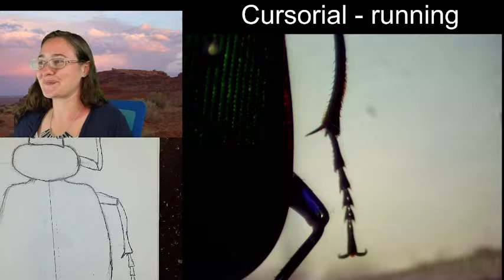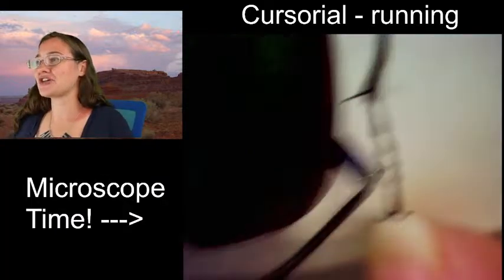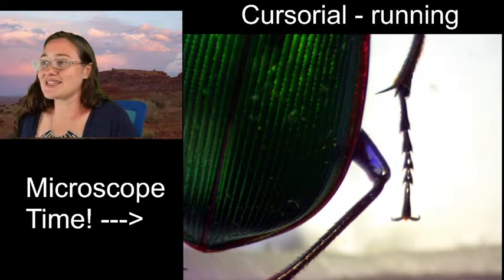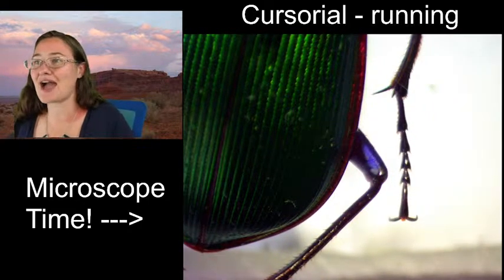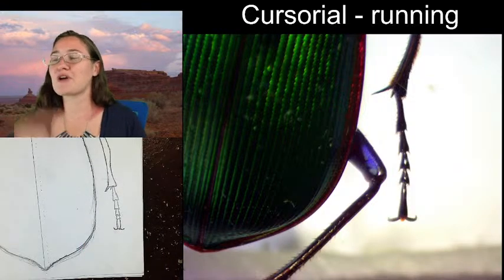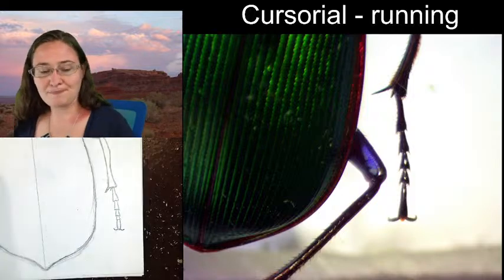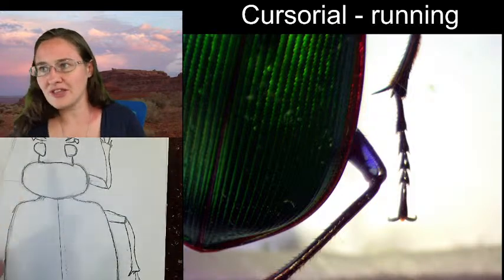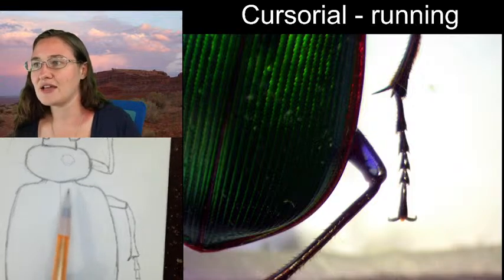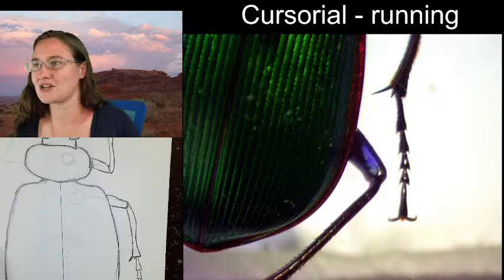So let's go ahead and look at this. Now when I'm looking at this, the leg looks like it's coming out of the elytra way back here. But from what I know about beetle morphology, the front leg is connected right about here. So you can see that there's that line. The middle leg is connected right about here. So you can see there's this line.